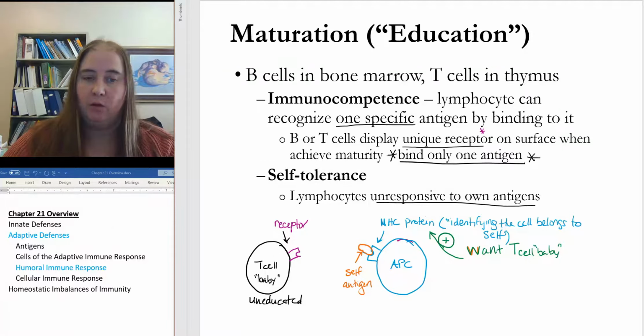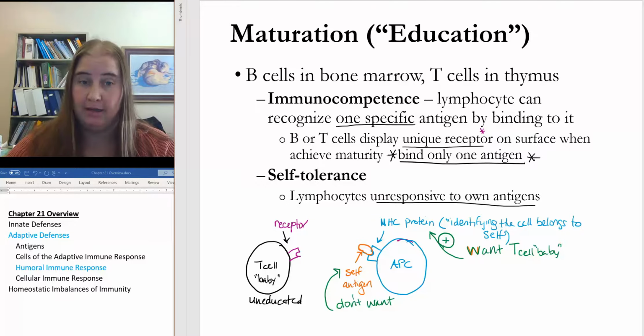We don't want it to recognize the self antigen. If this recognizes this MHC, which is good, we want it to recognize that, but also recognizes the self antigen, then we're going to elicit an immune response. So we need to train our B and T cells in this maturation process to recognize the MHC, but to not recognize the self antigen.